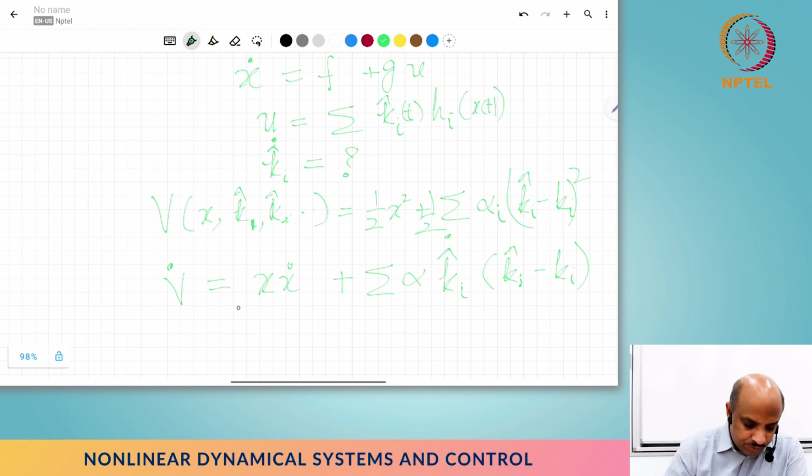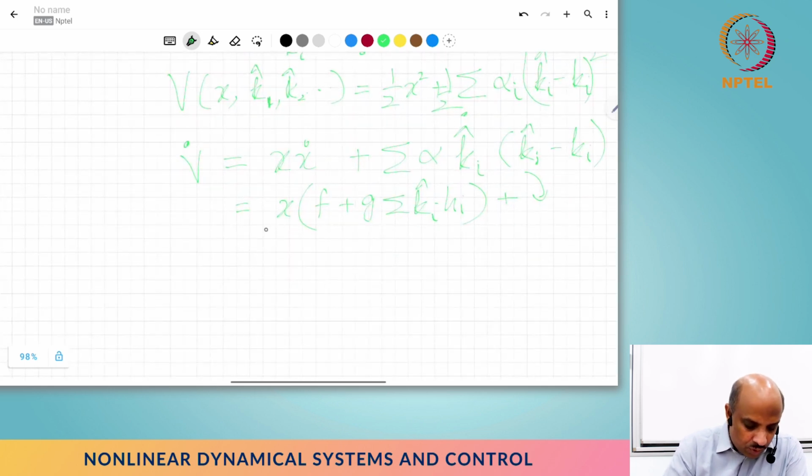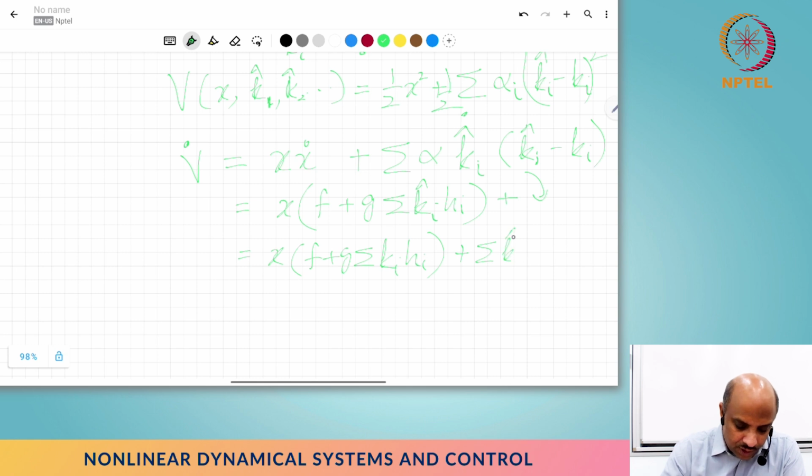Okay, so now x dot is f plus g summation k hat I h I plus all this. But what do I know? x times f plus g times summation of ki hi is less than 0. So I'm going to isolate that, add and subtract, so to speak, and I'm going to get plus summation of k hat I minus k times x g times hi, plus this alpha ki.